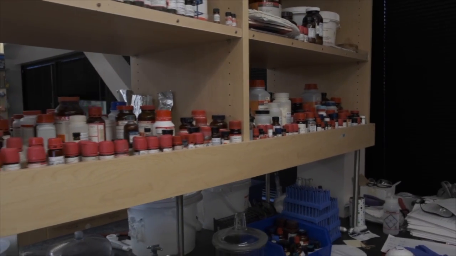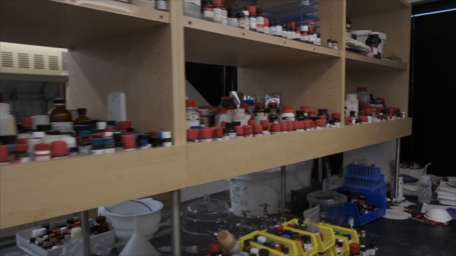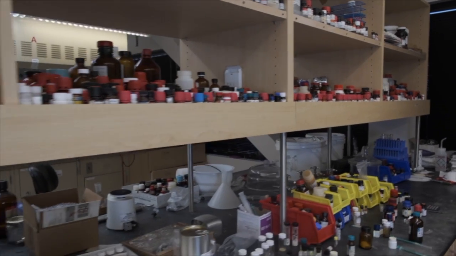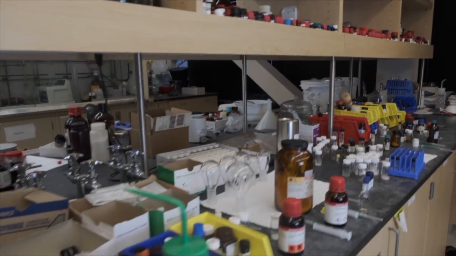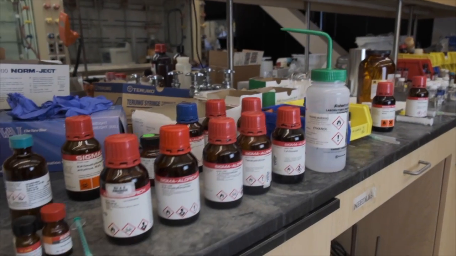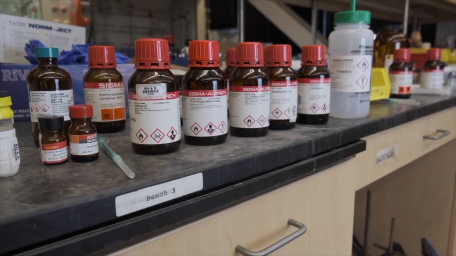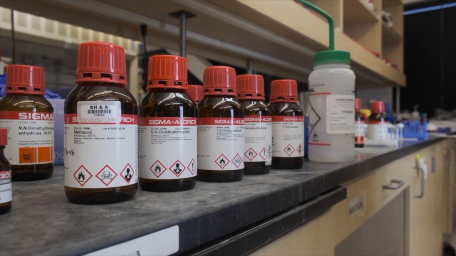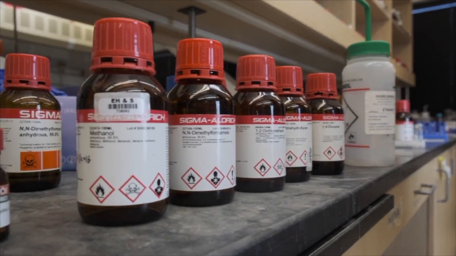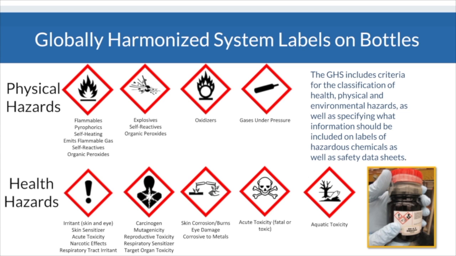Let's move on to Module 4, Chemical Safety. In this module, we will be reviewing chemical labeling, proper storage, and chemical waste disposal. Let's start by reviewing chemical labeling. All original chemical bottles purchased from the manufacturer are required to have GHS labeling.